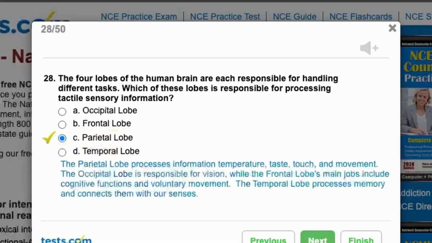C. The parietal lobe processes information about temperature, taste, touch, and movement. The occipital lobe is responsible for vision, while the frontal lobe's main jobs include cognitive functions and voluntary movement. The temporal lobe processes memory and connects them with our senses.